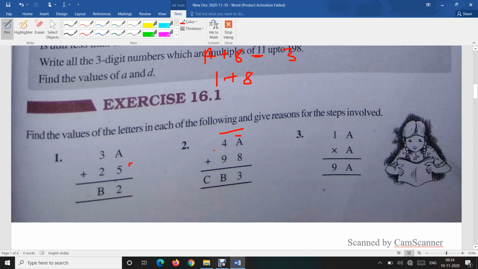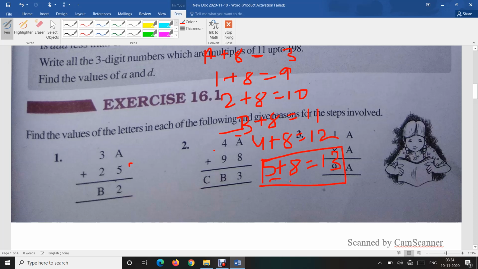Now 1 plus 8 is equal to 9, 2 plus 8 is equal to 10, 3 plus 8 is equal to 11, 4 plus 8 is equal to 12, 5 plus 8 is equal to 13. Here you have 5 plus 8 is equal to 13, 13 whose unit digit is 3. That means there is a possibility that we can replace this A by 5. Then we get the result as 13 whose unit digit is 3, and also here we have unit digit is 3.